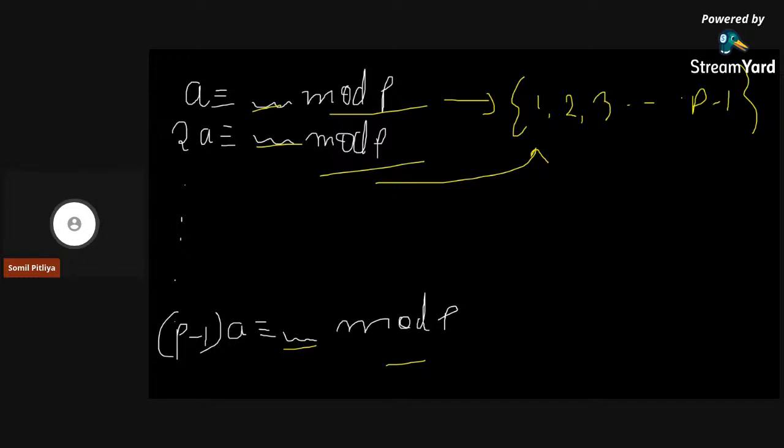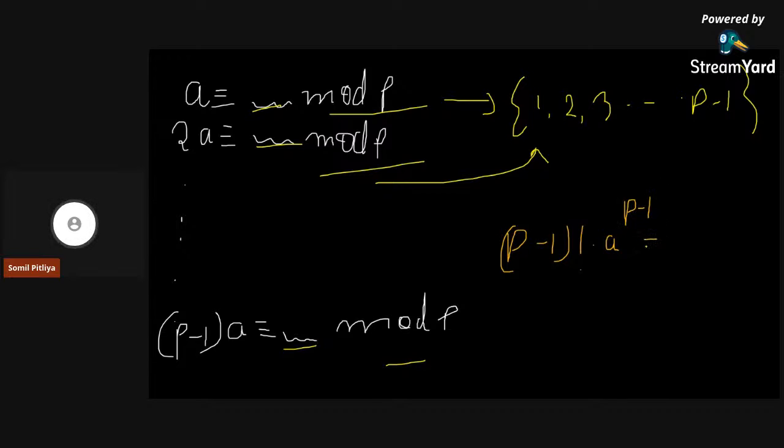Okay, so on my LHS I will get 1 into 2 into 3 till p minus 1, which is p minus 1 factorial, into a raised to power... how many times is a coming? 1, 2 till p minus 1. That is a raised to power p minus 1.